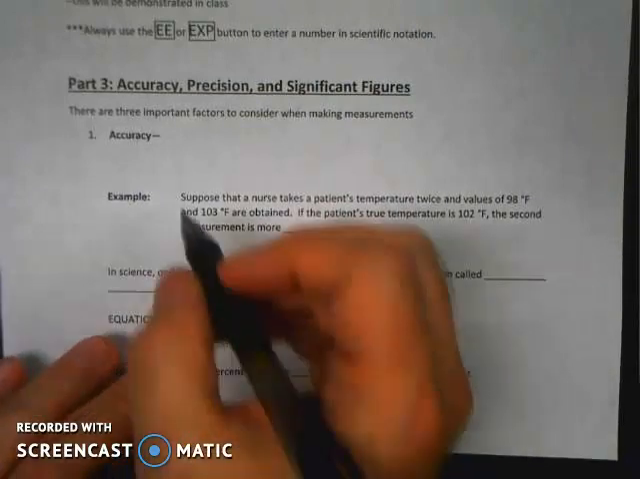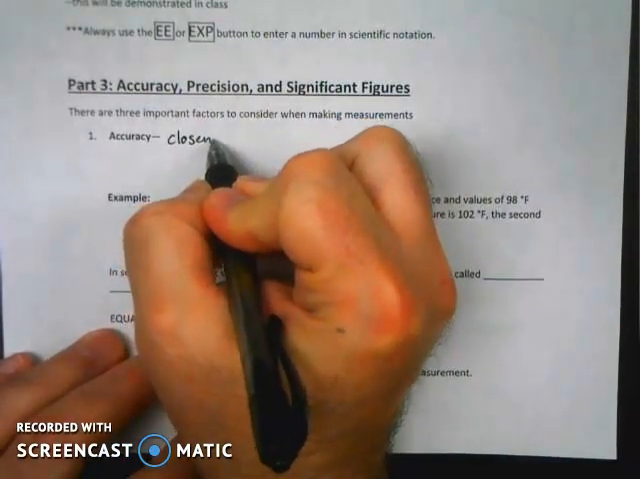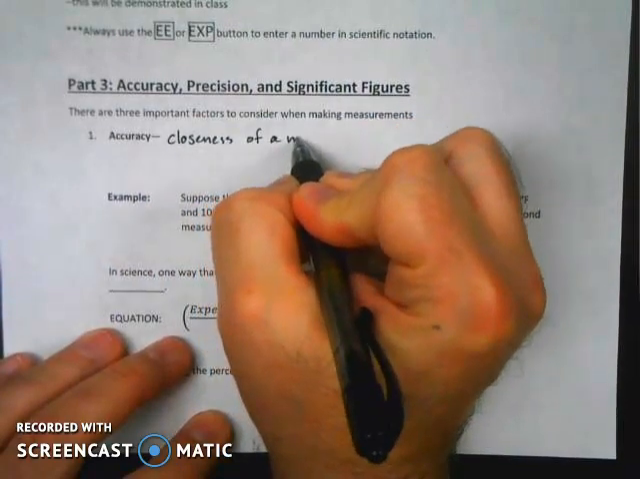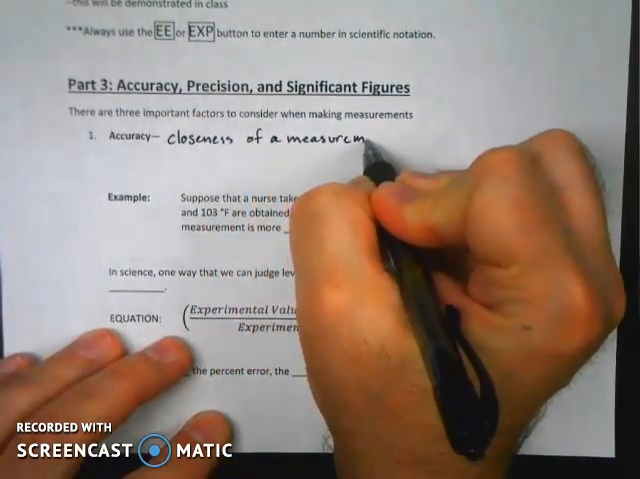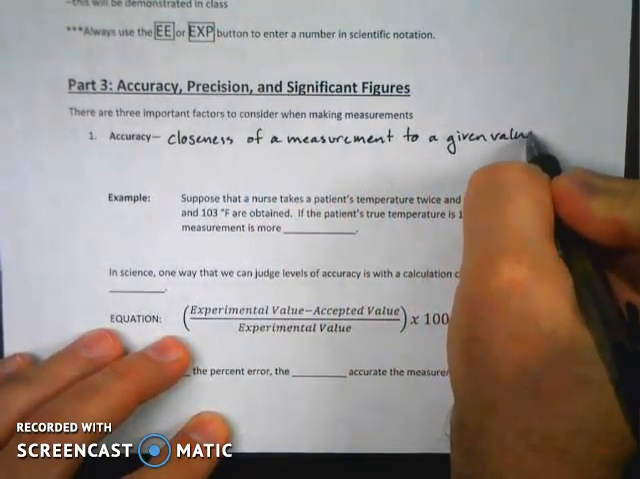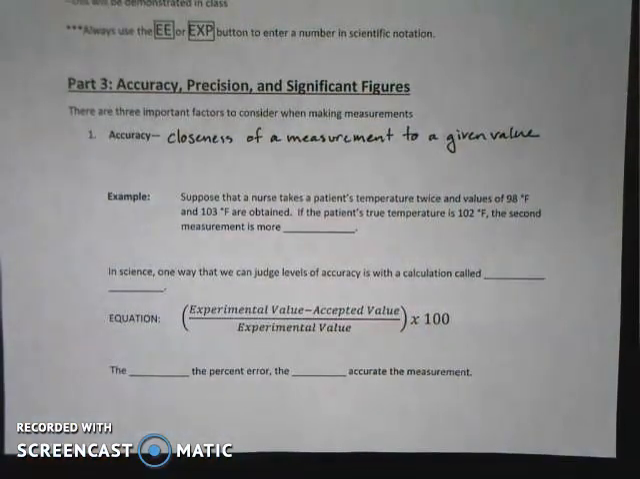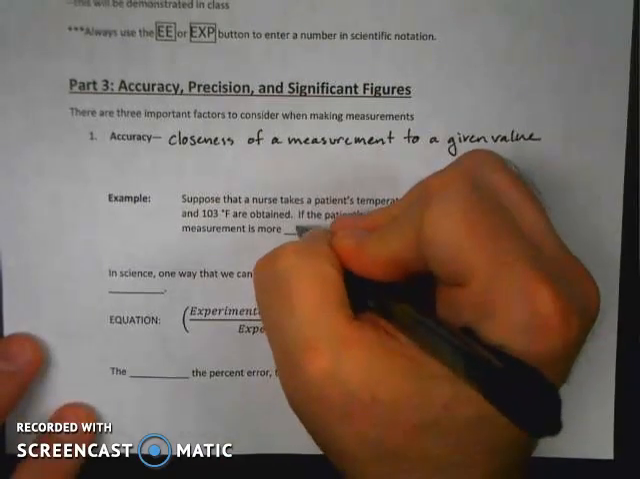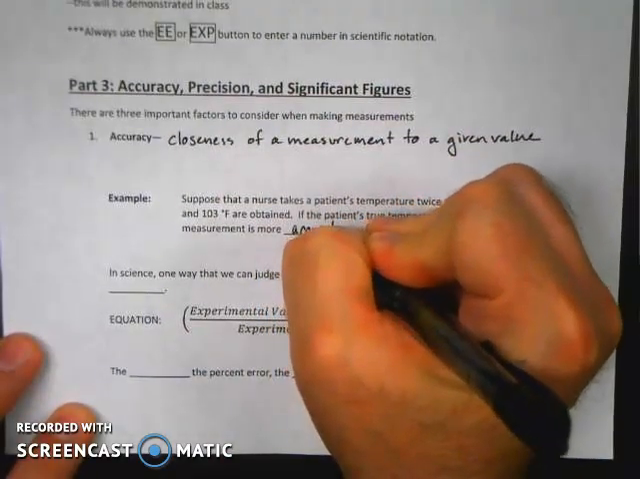So accuracy is the closeness of a measurement to a given value or a specific value. So if you're accurate, you're close to what you should get. For example, suppose that a nurse is taking a patient's temperature twice and we get values of 98 and 103. The patient's true temperature is 102. The second measurement is more accurate because it's closer to what it should be.